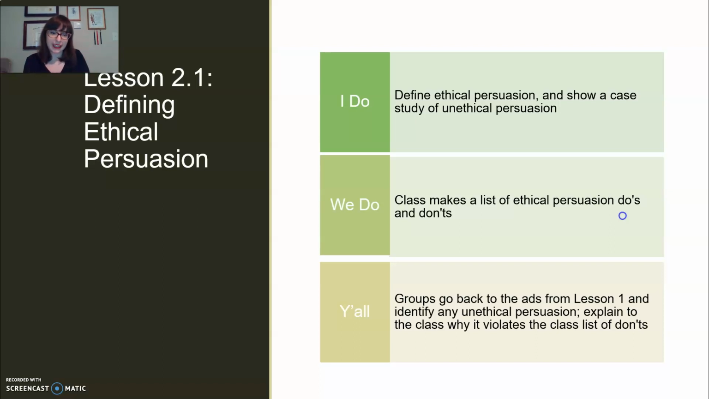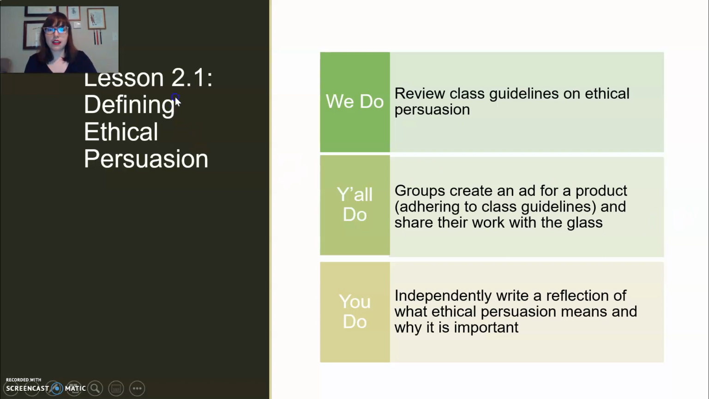And then groups would come back together to go back to the ads that they found in lesson 1 and identify any unethical persuasion and explain to the class why it violates the list of do's and don'ts that we came up with. And then day 2, we'd review the class guidelines on ethical persuasion at the beginning. And that's where the students would then begin to make their own ad. And then they'd independently write a reflection about what ethical persuasion means to them and why it's important.